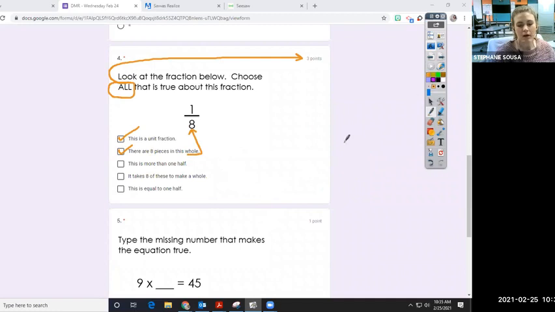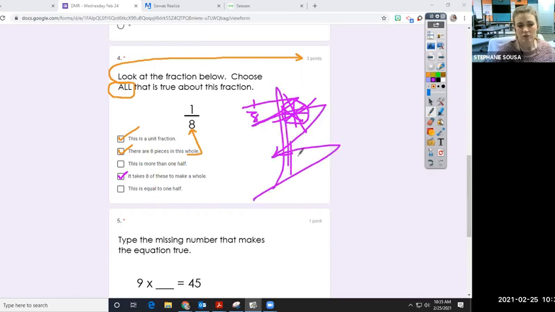This is more than 1/2. No. We know that half of 8 is 4. It takes 8 of these to make a whole. That is true. I have 8 1/8s inside of a whole that has 8 parts. There they are. Well, that's a really ugly 8, but you get the point. This is equal to 1/2. No, because we know that 4 is 1/2 of 8. So there we go. Questions, concerns, comments?